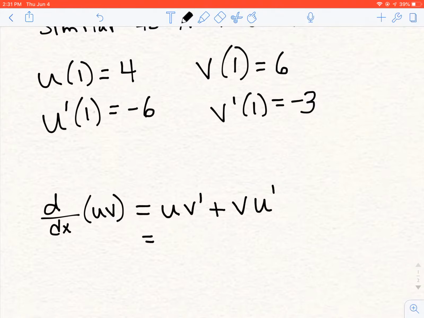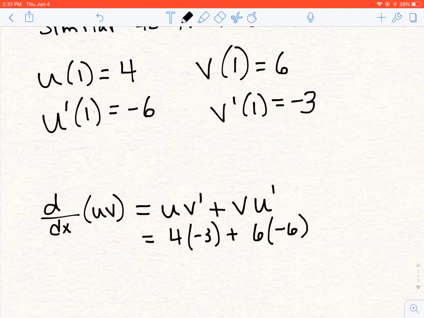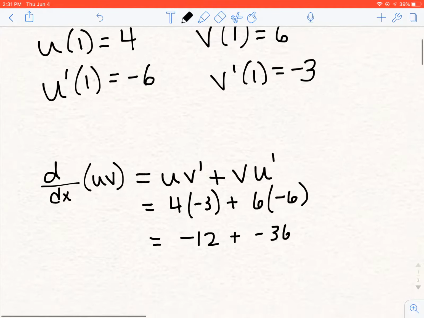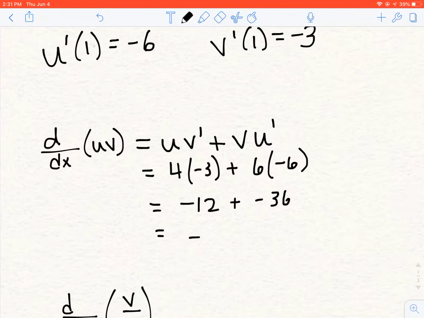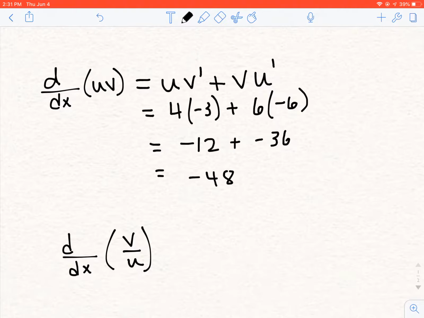So the value of u at 1 is 4, the value of v prime is -3, plus the value of v is 6, times the value of u prime, which is -6. So now you have -12 and -36, so that's going to make -48. Okay, and that's it. It's really simple, but if you don't practice it, it's kind of weird.